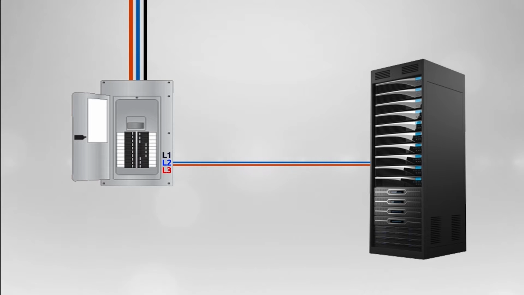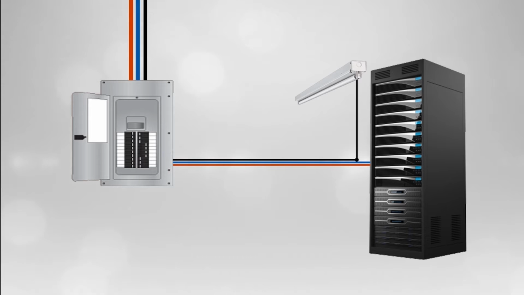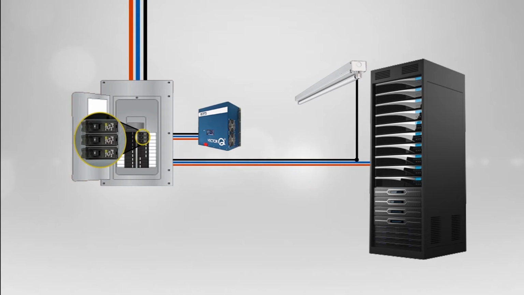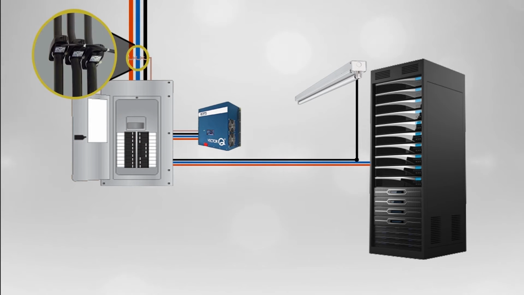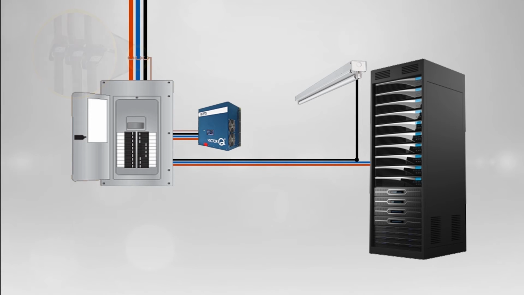The panel also includes sufficient lighting to illuminate the server rack area and is loaded on the first phase, denoted as L1. The Vector Q2 power controller is also installed in the panel. It is installed in parallel with 3 30-amp breaker fuses, one on each phase, inserted into the breaker panel. 3 current transformers are attached on each incoming phase of power.